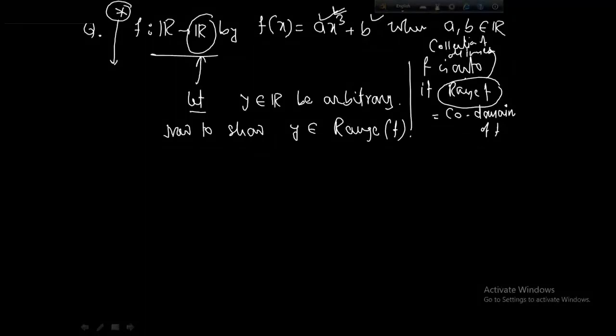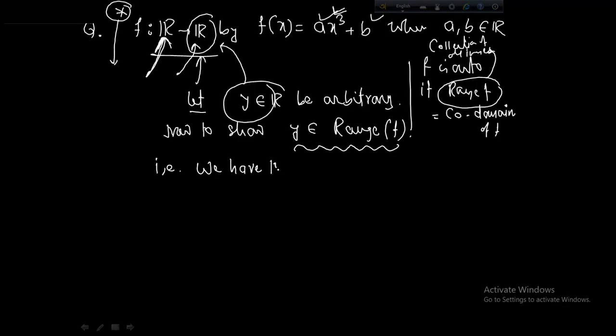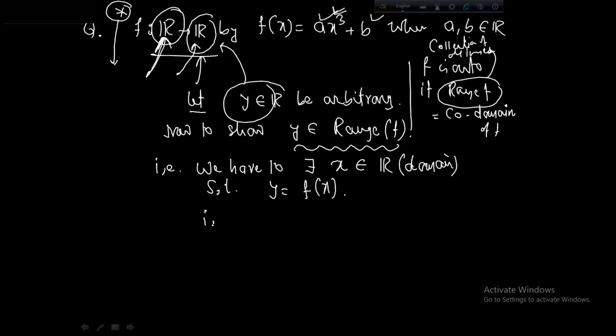That means if you choose any arbitrary element from the codomain, it will be an image of some element of the domain. That means any arbitrarily chosen element from the codomain will be an image of one or more than one element of this domain. So we have chosen this y arbitrarily from the set of real numbers, that is the codomain. Now we have to show y is an image, that means y belongs to range of f. That is, we have to show there exists some x belonging to R, that is this domain, such that y = f(x). That is, to show y = ax³ + b for the chosen x.